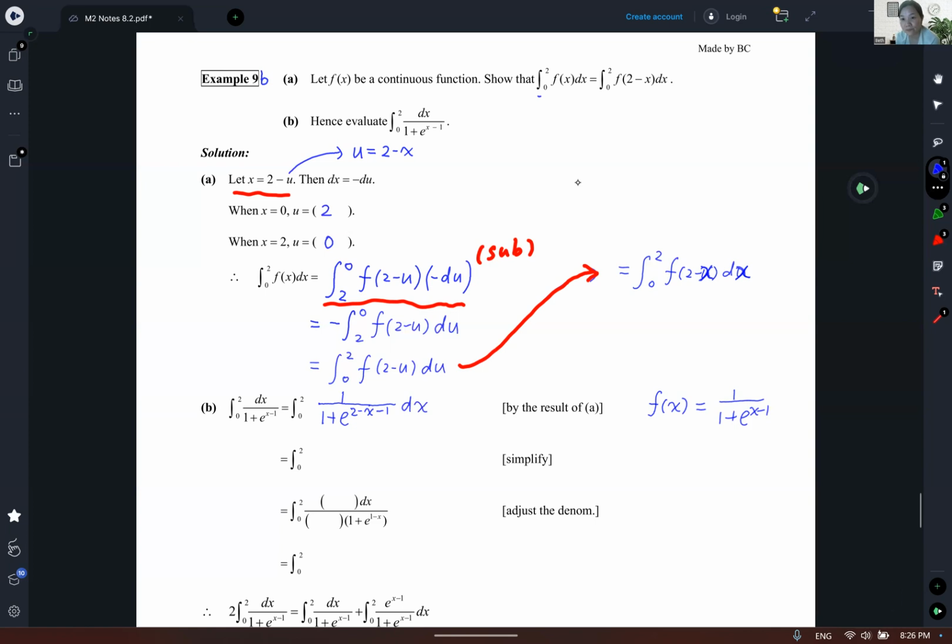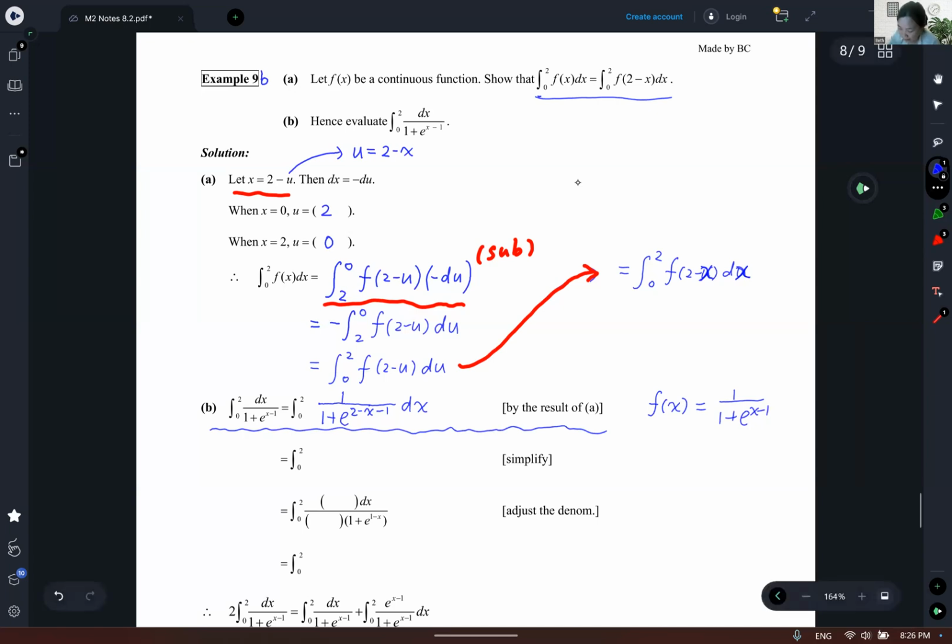Now pay attention, the only thing I change here is x is changed to 2 minus x, nothing else is changed. And look here, this identity is that nothing is changed except f of x is changed to f of 2 minus x. Now this one is not considered as a substitution. This one is considered as the application of the result of A.